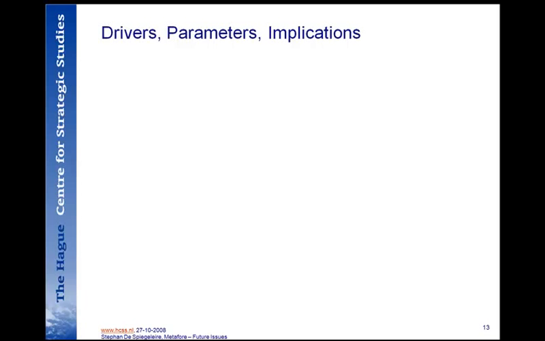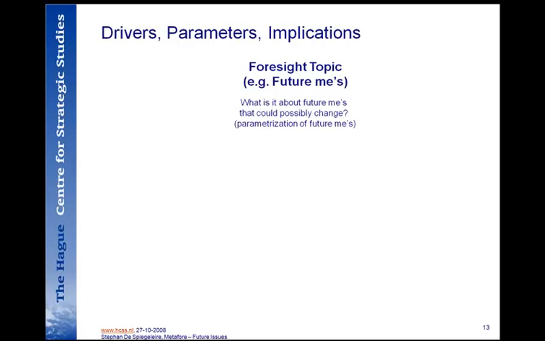The second step is that we try to actually look in the texts themselves, and we're looking for what we call drivers, parameters, and implications. Let's start with the parameters. If we take any particular topic, and let's, for the sake of this argument, say that we're interested in foresight on future me's, me, myself, I. What is the future of me as an individual? The first thing that we're interested in is what is it about myself, about the future me's, that could possibly change? So what are the parameters of future me's that we can actually list?